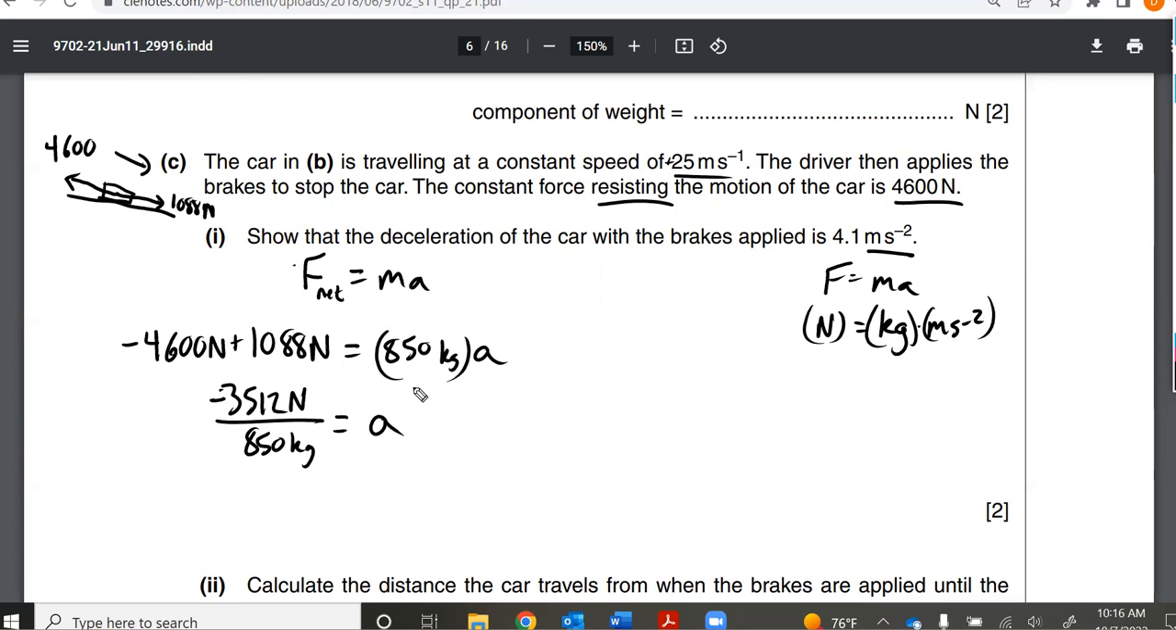3512 divided by 850. Let's see, I get 4.131764707. No, 6, my bad. It's hard to do mental math all the way out to whatever place that is. But I think it's a 6. You need to double check me in your calculator class. Meters per second squared. All right.